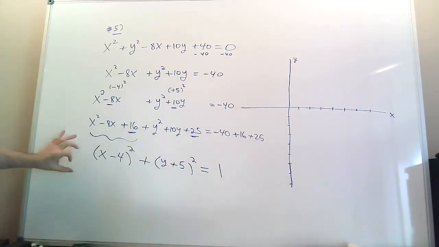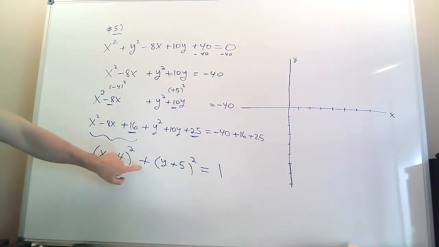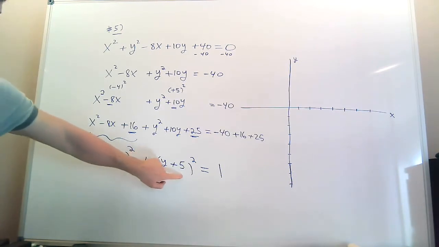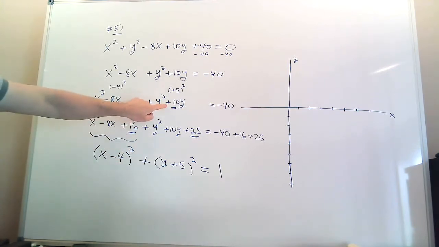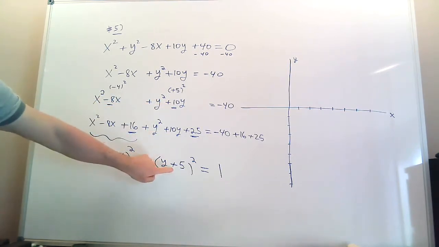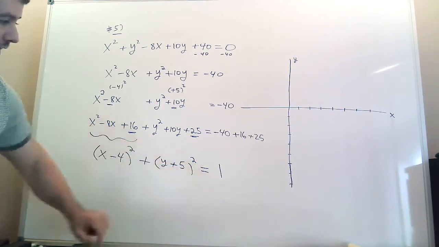This is your standard form. Something squared with an x plus, don't forget this plus. People forget this plus. It's wrong. You're going to lose points for it. Something squared with a y, right? Those numbers. Half of -8 is -4. Half of +10 is +5. Just make sure you have those numbers correct. And then I got a 1 on that side.